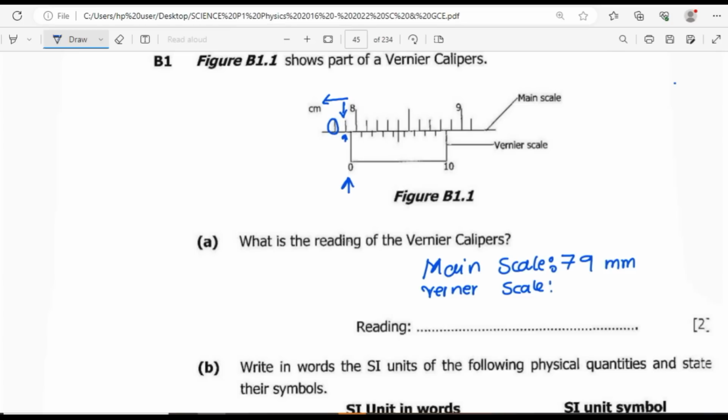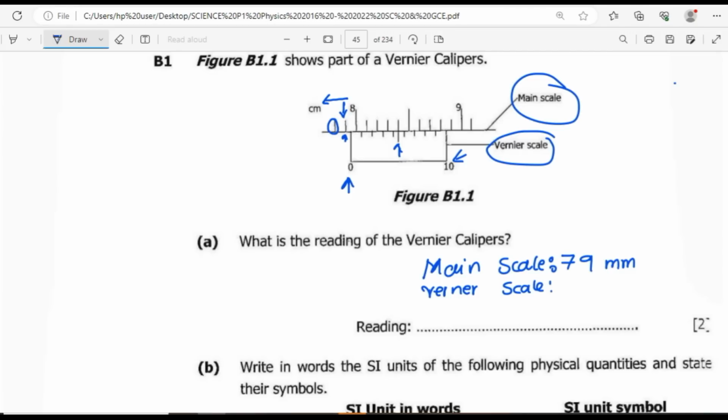Then after that, we are going to look at the vernier scale. The vernier scale is this scale here. We have the vernier scale, then the main scale here. Then under the vernier scale, we just have to find the graduation mark on the vernier scale that lines up exactly with a mark on the main scale. So which line is this? It is just this one. We can see that the line on the upper aligns with the line below.